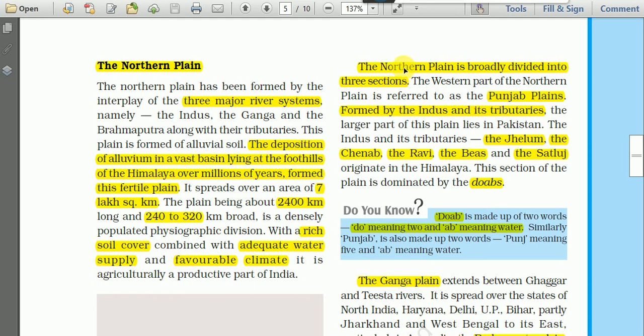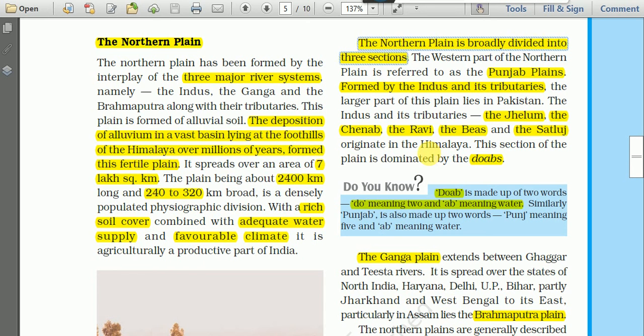The northern plain is broadly divided into three sections, from the west to the east. The western part of the northern plain is known as the Punjab Plain. Punjab Plains are formed by the Indus and its tributaries. The larger part of this plain lies in Pakistan. The Indus and its tributaries, the Jhelum, the Chenab, the Ravi, the Beas, and the Satluj originate in the Himalayas. And this section of the plain is formed by the Doabs.